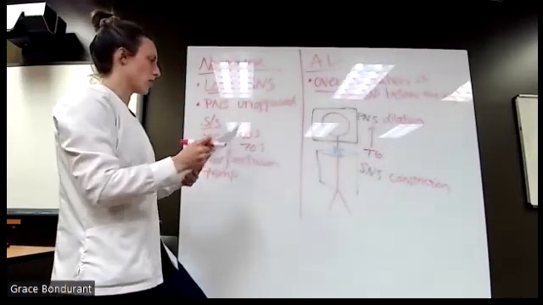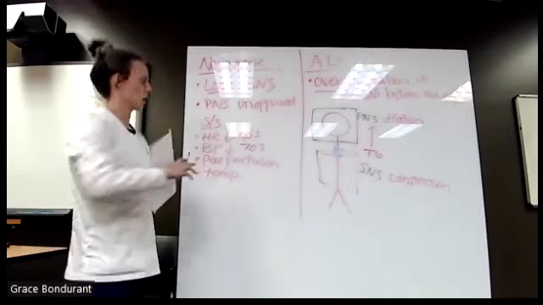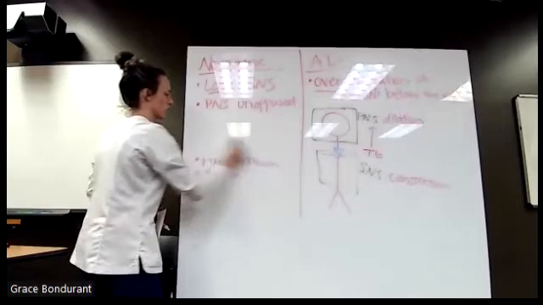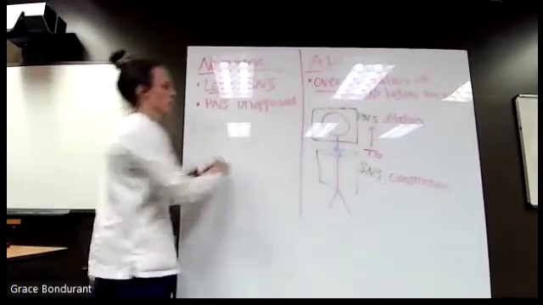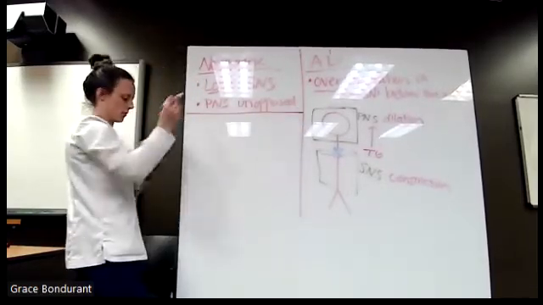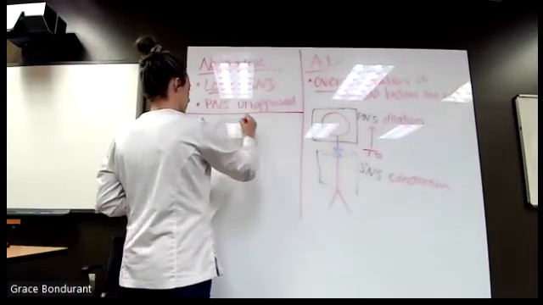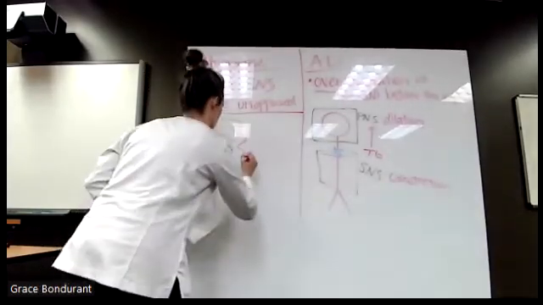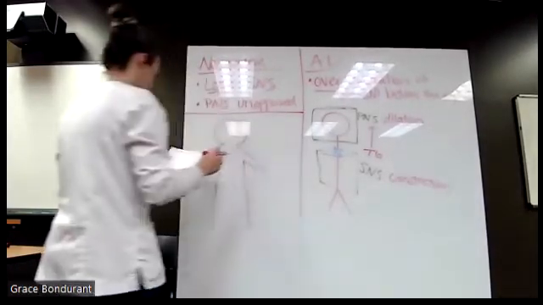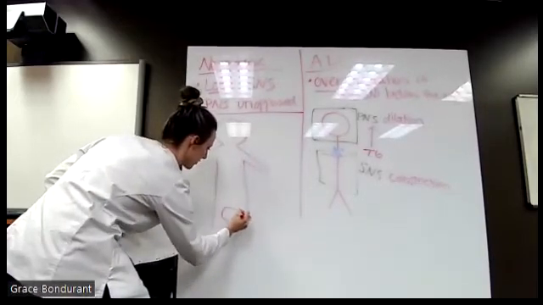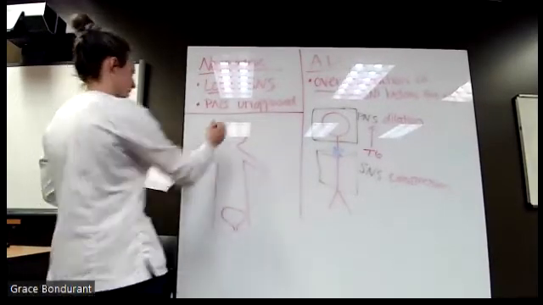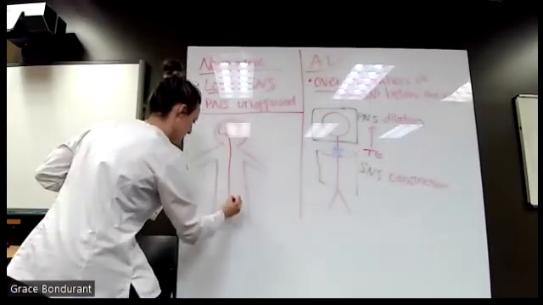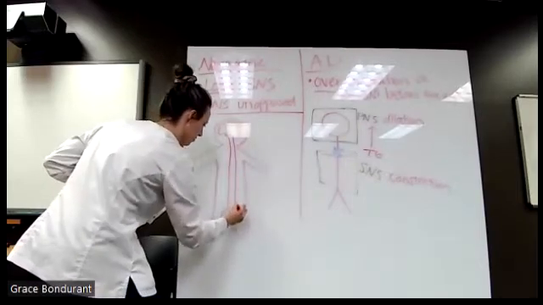Okay, so I'm going to erase this because I don't think you need the symptoms. You just need to know that you lose SNS. So what happens is, I'm going to draw another picture. It's going to be very beautiful. Okay, so this is, let's say, their bladder right here. This is their brain, and this is the spinal cord going straight down.